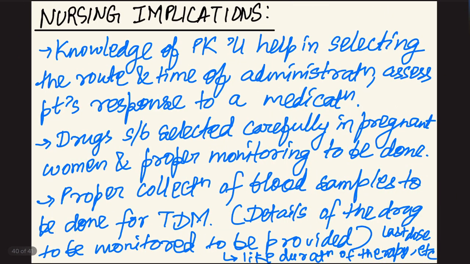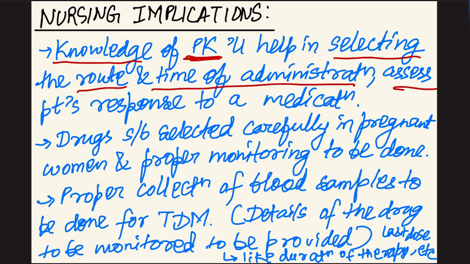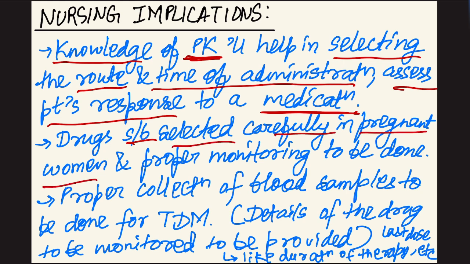Now finally coming to the nursing implications. It includes the following points: the knowledge of pharmacokinetics will help in selecting the correct route and the time of administration, and also in assessing the patient's response to a particular medication. Drugs should be selected carefully in pregnant women because, as we know, in the first trimester if we give several drugs, they can cross the placental barrier and this might lead to teratogenic effects in the baby. So drugs have to be given in pregnant women very carefully, and there should be proper monitoring of the drugs also.